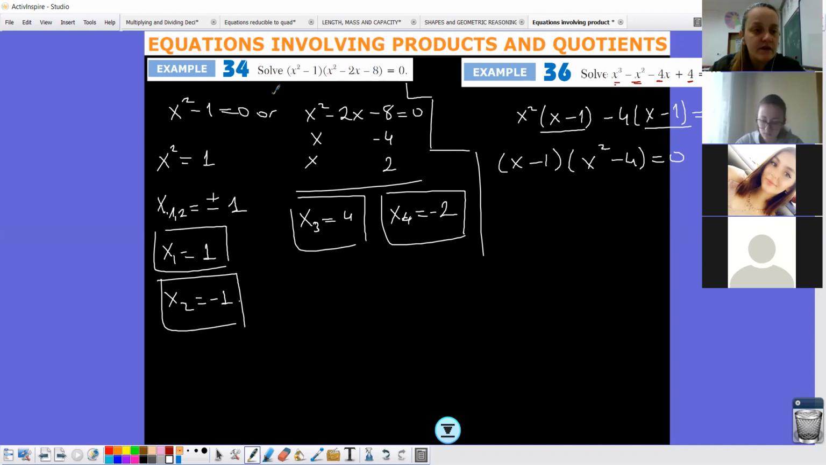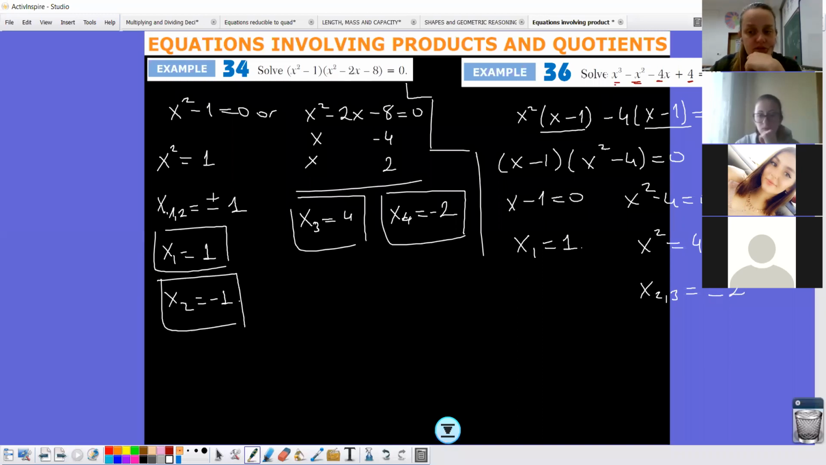Now, do I have two expressions whose multiplication is equal to 0? Yes. Now, do we know how to solve it? It will be x minus 1 is equal to 0, or x squared minus 4 is equal to 0. Now from here, x1 will be 1. From here, x squared will be 4, so x2 and x3 will be minus or plus 2. As you can see, it's a cubic equation. We have 3 roots. x2, let's say 2. x3 will be minus 2.